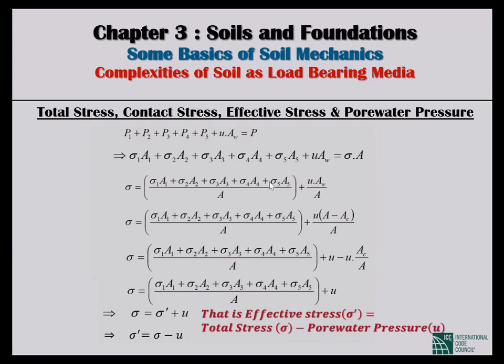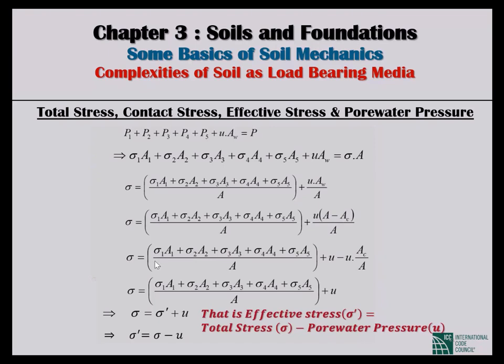This is, I think, a very small calculation. You could easily understand this one. So over here, we can write it like this. U into AW means total area minus AC. AC means it is the contact area of soil particle. Do you get my point?